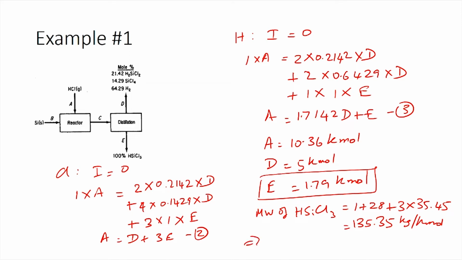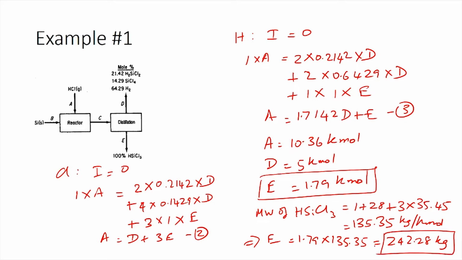So, this means E equals 1.79 times 135.35, equal to 242.28 kilograms. So, for every 100 kilograms of silicon which is supplied, you end up producing 242.28 kilograms of trichlorosilane. With this, we have calculated what has been asked for in the problem. Now, let us move on to the next problem.